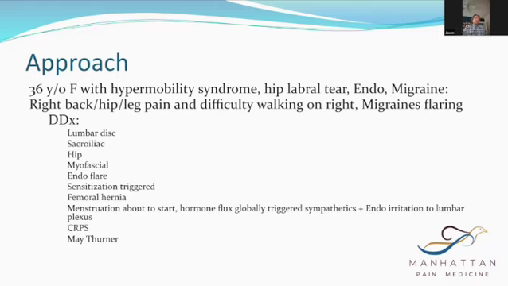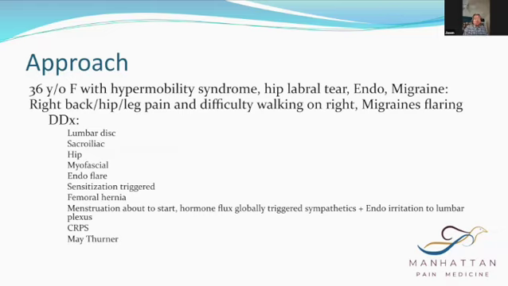So if we think about a 36-year-old woman with hypermobility syndrome, hip labral tear, endometriosis, and chronic migraine, she's coming in with right back, hip, and leg pain, difficulty walking on the right, and migraines flaring. I have to think through all of these things, right? And that's really the process. I go through all of these, through my exam and the history, and in my mind, I put check marks to weight each one of these.